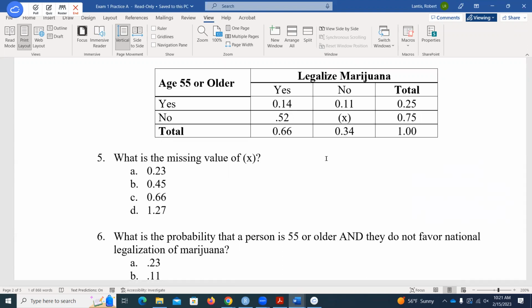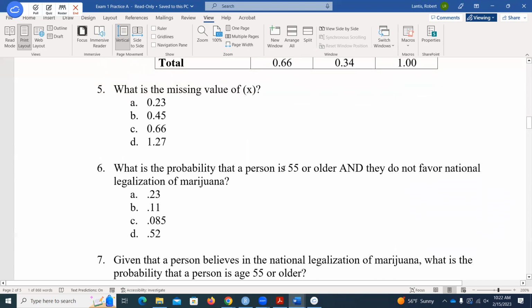If I ask you here, what's the probability that a person is 55 or older and they don't favor legalization of marijuana? Well, they're older than 55, they don't want marijuana legalized. Those top four cells tell me the probability of the intersections of those two events. So it's as easy as going up there, where those two things meet, 0.11 is that probability. Okay. Any questions on that? That should be a really easy kind of question, hopefully, on the exam.